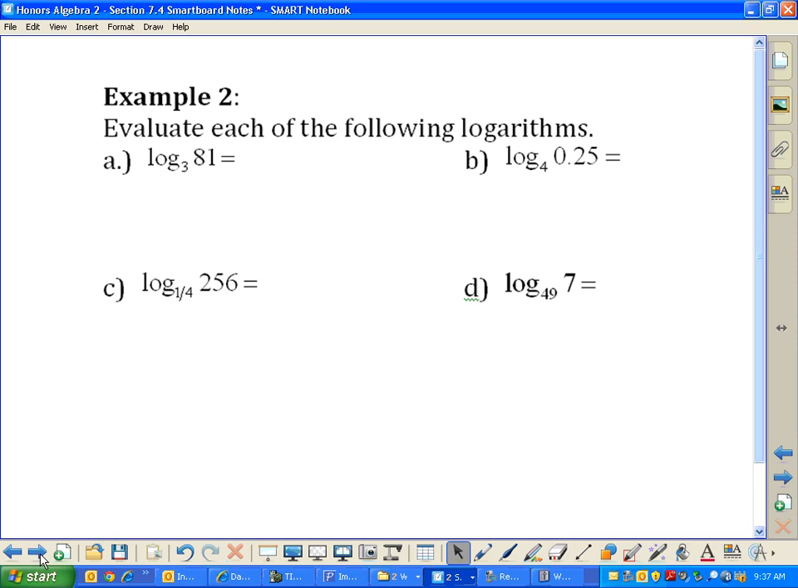Now, when I am asked to evaluate something, what I think about here is like, I'm supposed to answer this. I'm supposed to find the value here, right? So I could put a question mark there. You know, if you want to be very literal about things, you could put an X there. And what we're actually answering today in class is when we evaluate a logarithm, we're kind of trying to think about 3 raised to what power gives you 81?